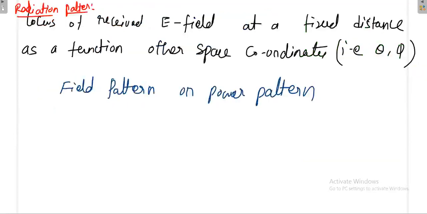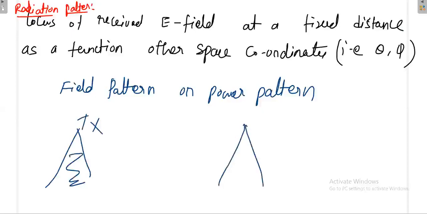Then, when you have some distance between the transmitter and the receiver, say for example this is the transmitter and this is the receiver.